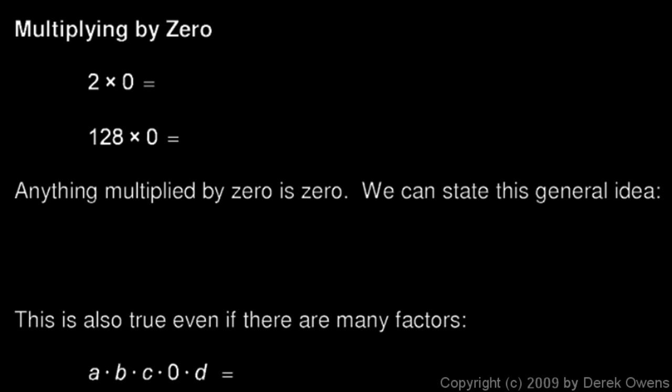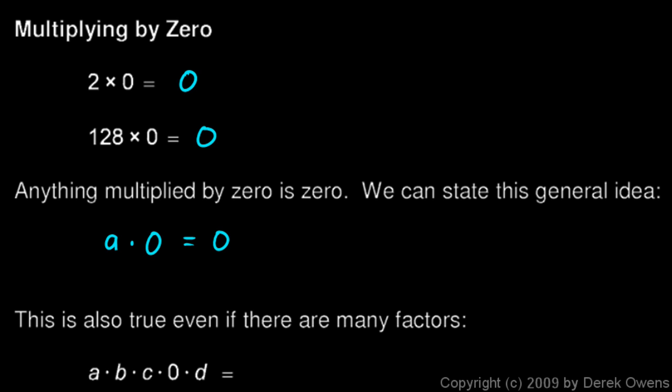Now we'll talk about properties of multiplication, and these ideas are pretty easy, so we'll go through them fairly quickly. First, multiplying by 0. 2 times 0 is 0, and 128 times 0 is 0. In fact, anything multiplied by 0 is 0, and we can state this idea in general terms using a variable. We can say that a times 0 is equal to 0. And that's true for any number a.